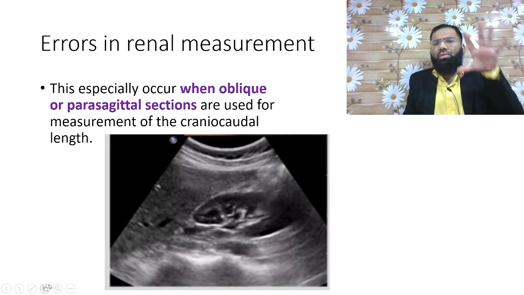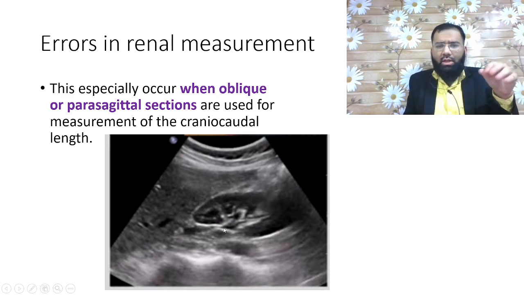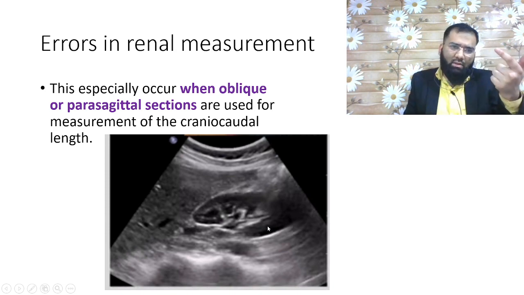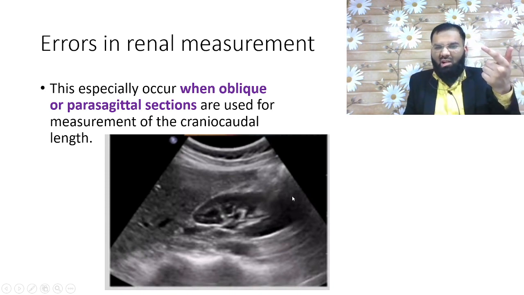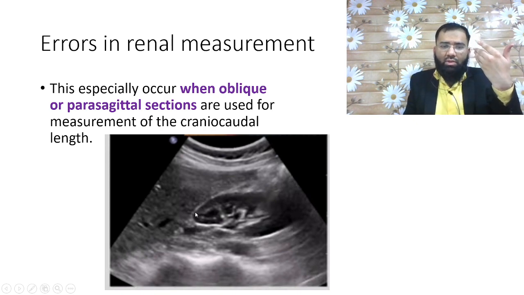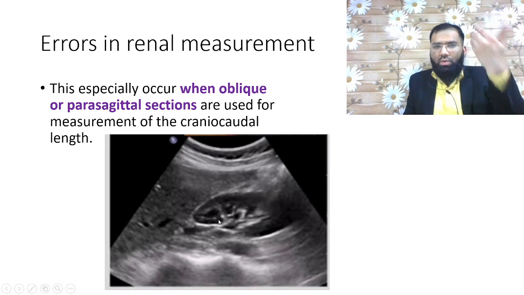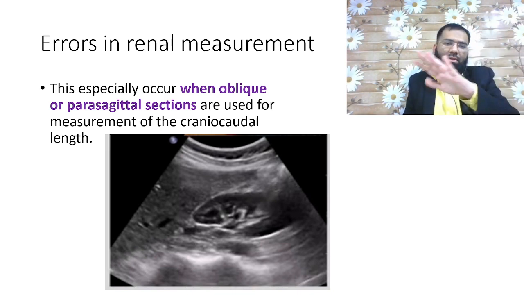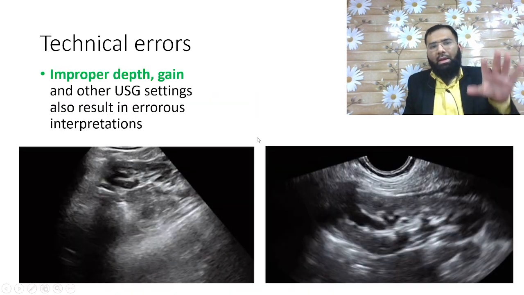Now, I'll discuss a few technical errors which we get. Especially, suppose you have not taken a longitudinal section in a better way. In this case, you have got a partially longitudinal section or oblique section, and hence you won't get the craniocaudal length in a correct manner. So, very important, when taking length, you need to focus both upper as well as lower pole in your screen to get an exact measurement.